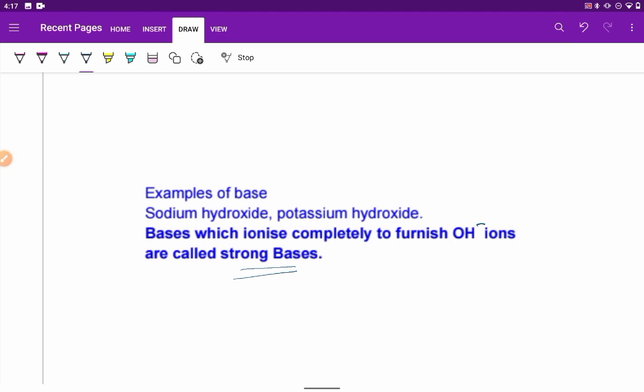So next important point is mixing an acid or a base with water will result in decrease in the concentration of ions per unit volume. Mixing an acid or a base with water results in decrease in the concentration of ions, that is H3O plus ion or OH minus ion per unit volume. This process is called dilution and the acid or the base is said to be diluted.